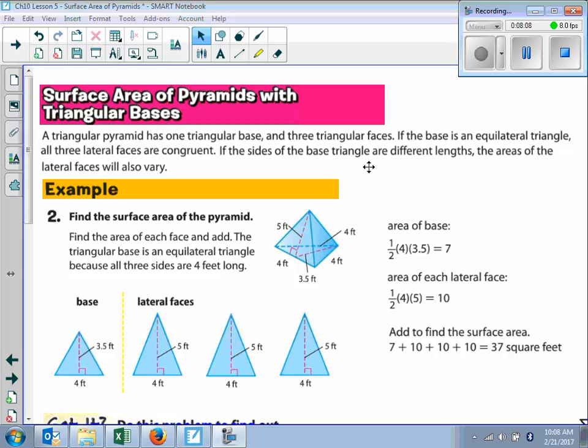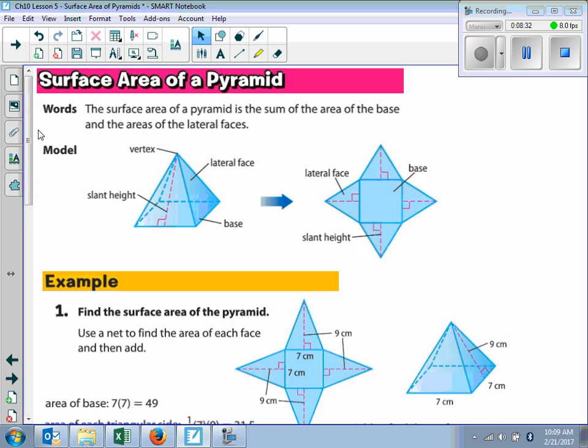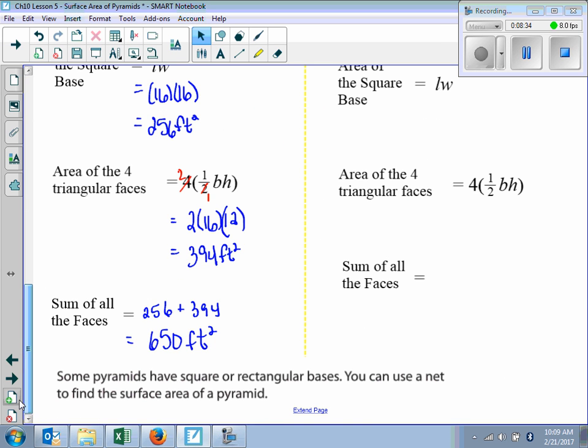If the sides of the base of the triangle have different lengths, then the areas of the lateral faces will also vary, which means that if it's not an equilateral triangle, we have to find the area of each one of the triangular faces separately and then add them together. Got it? Okay? Which brings me back to the note of the rectangular ones also.